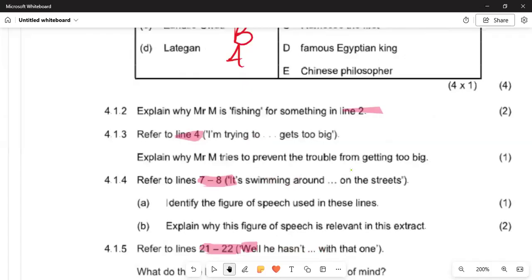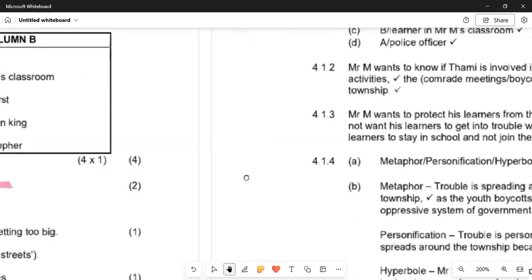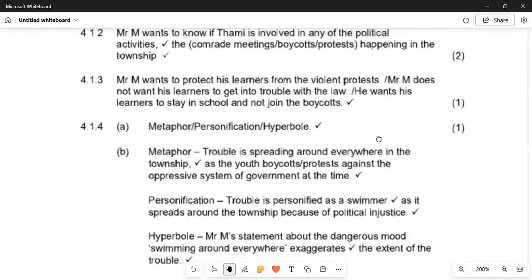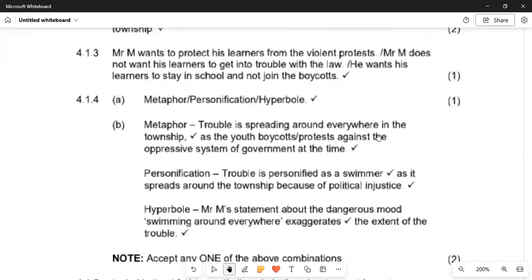So we are saying that Mr. M wants to protect his learners. That is the reason, because he's a man of integrity. He wants to protect his learners from the violent protest. Or Mr. M does not want his learners to get into trouble with the law. Or you can say he wants his learners to stay in school and not join the boycotts. That is why he wants to catch the trouble before it is big.